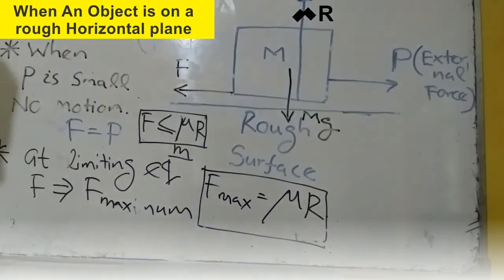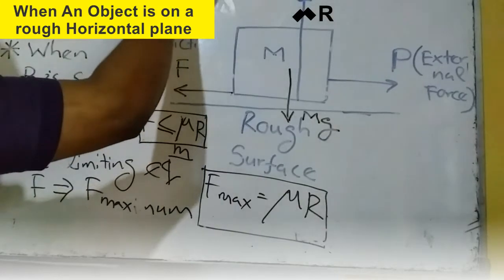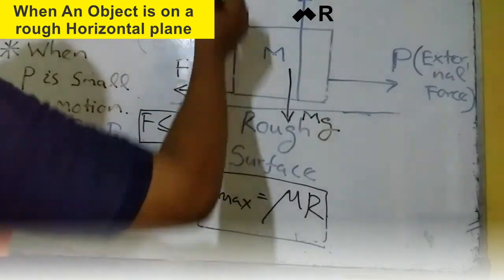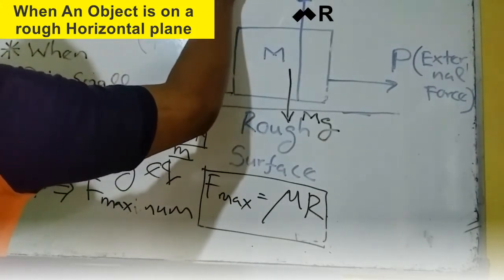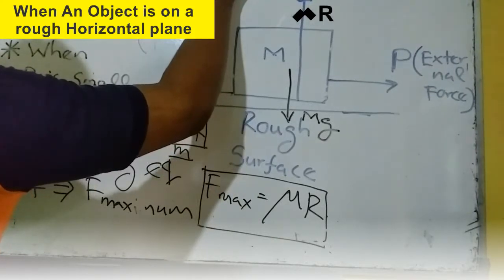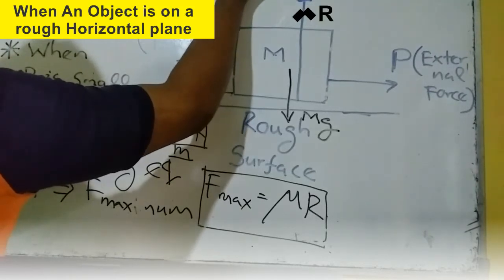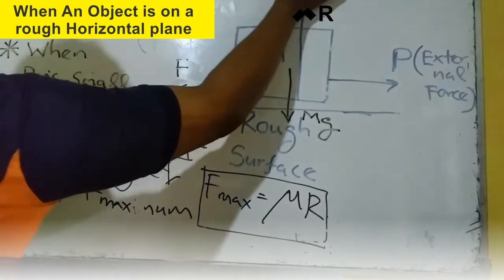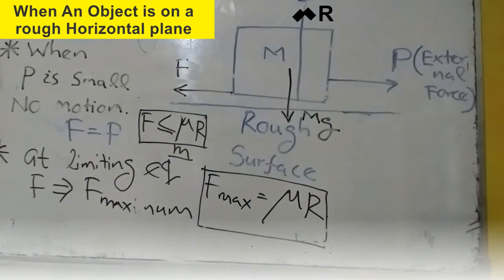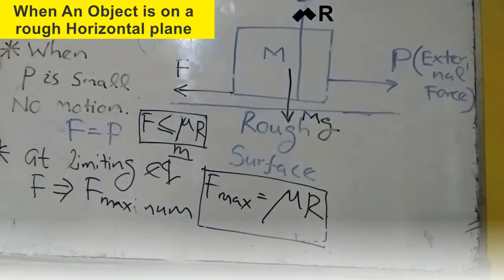What is mu here? That I should explain. What is the mu? That is the coefficient of friction. That is the coefficient of friction. Right? Now this will be decided by the nature of the surface and all. Those things are described in the laws of friction.